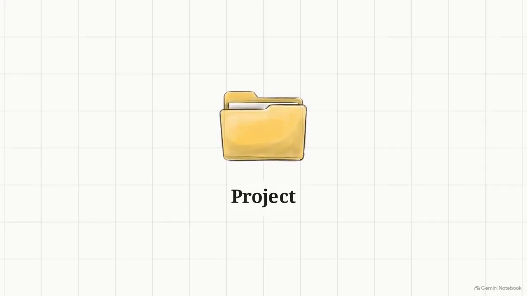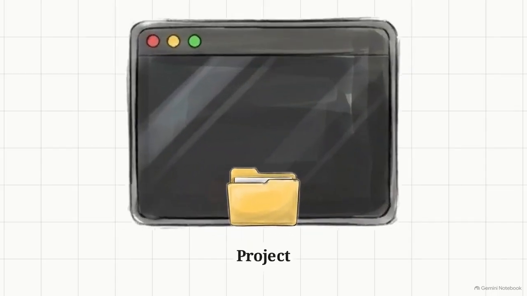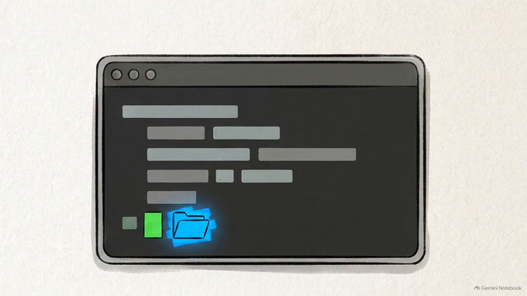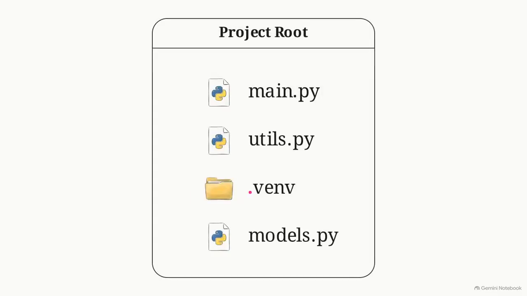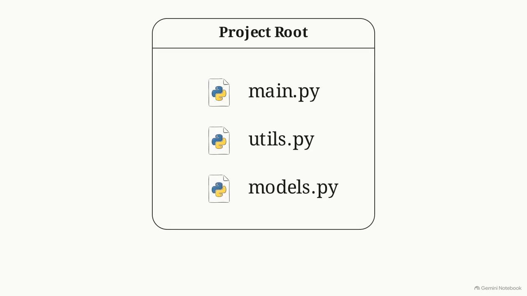To create the isolated directory, navigate to your project folder and run the command python -m venv, followed by the name of your environment, like .venv. Using a leading dot in the name, .venv, is a common convention. It keeps the folder hidden from standard directory listings on Mac and Linux, keeping your project root organized.